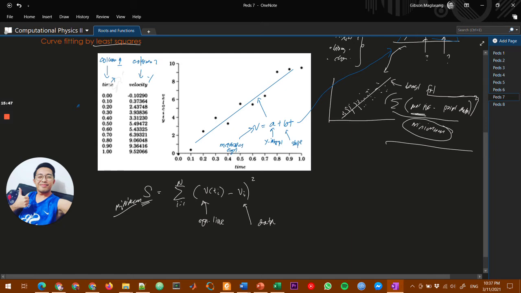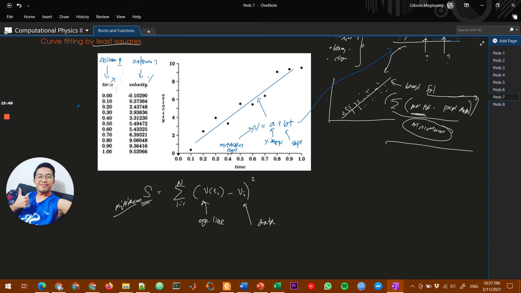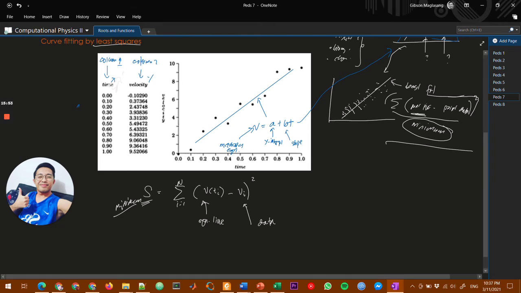So our goal is to make this sum of error as small as it can be. Hence the terminology least square. So that's why gitawag siya least square fit.